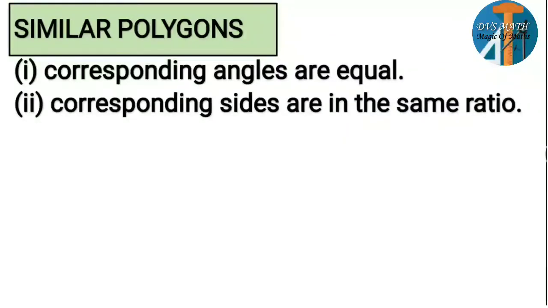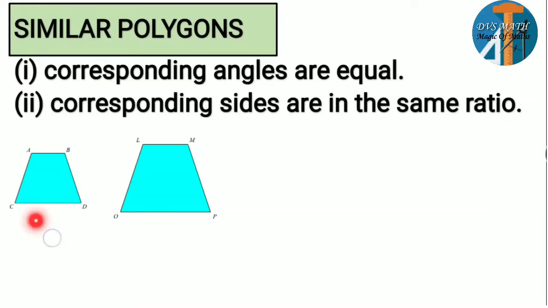Let me explain better. Observe these two figures. One is a quadrilateral ABCD, or you can consider it a trapezium, and the other is LMOP. LMOP and ABCD are two figures which are very similar, right?